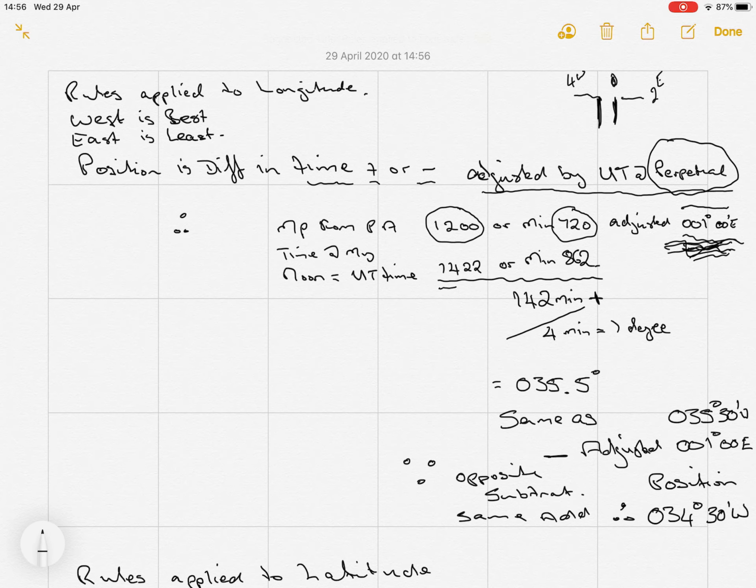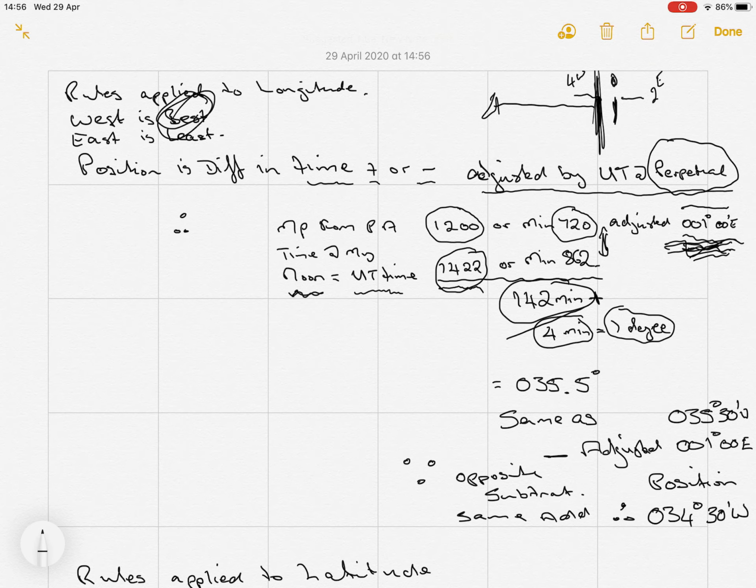Here is my UT time, so I'm at noon, and the UT time is best. Okay, so I am in the west. The difference between the two means I am that much further west than the UT time. Okay, so what we've got here is 142 minutes difference. If I divide it by 4 minutes, if you remember 4 minutes equals 1 degree, I will end up with a line of 35 degrees, 0.5 degrees.